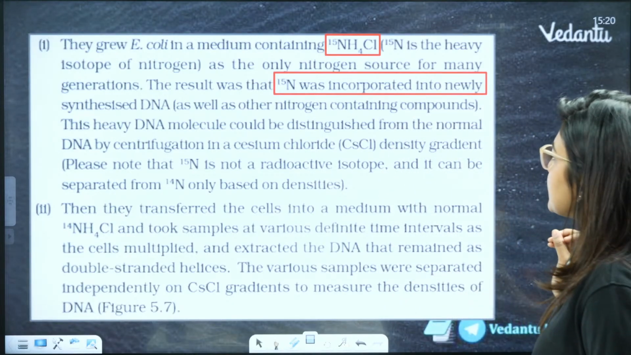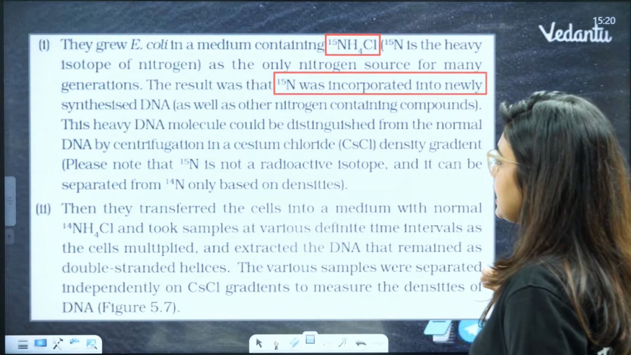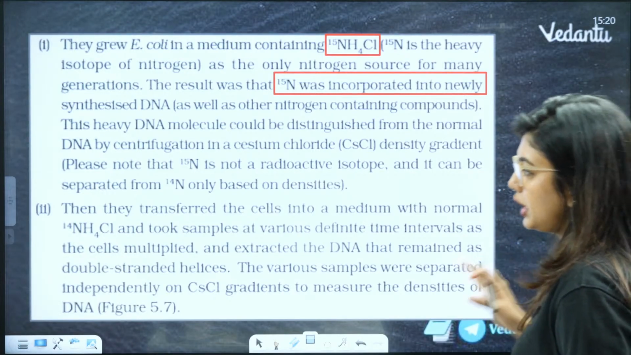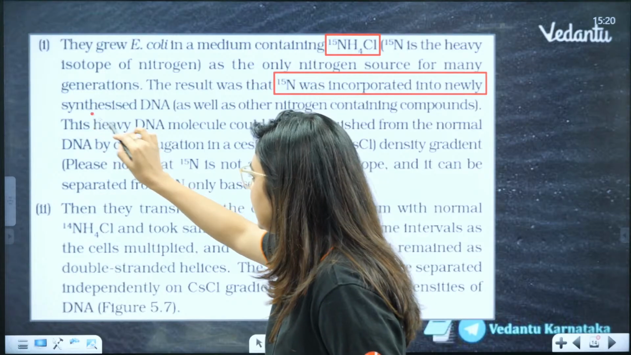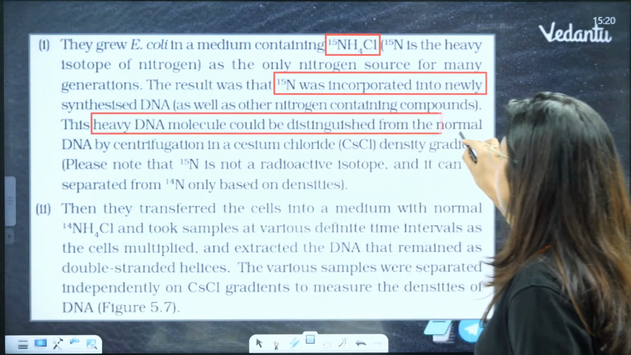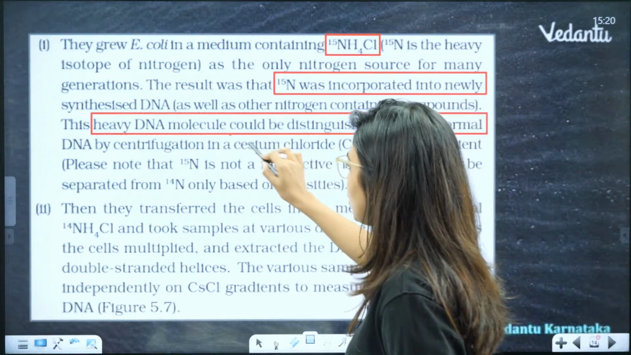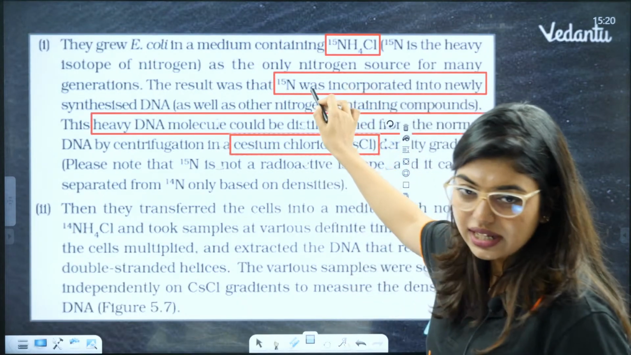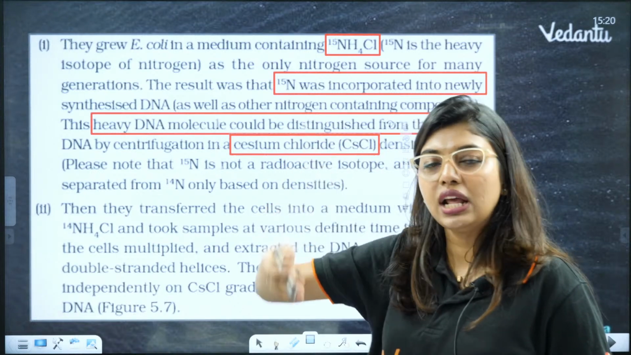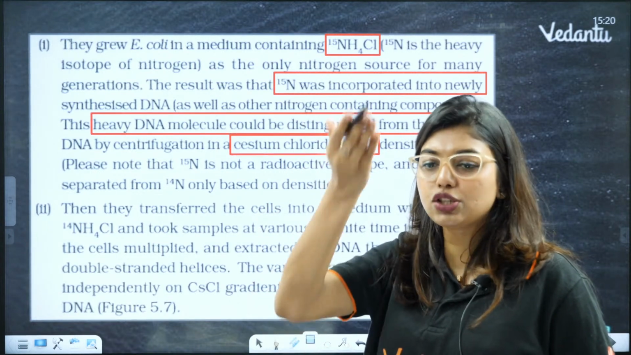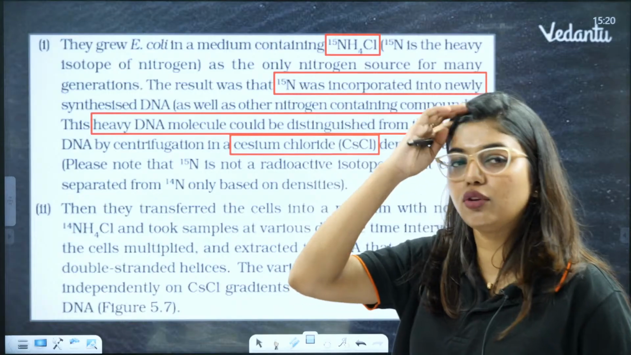So N15 was incorporated into newly synthesized DNA as well as other nitrogen containing compounds. This heavy DNA molecule could be distinguished from the normal DNA by centrifugation in cesium chloride. Why? Because obviously this was a heavy isotope. So if I do centrifugation, I'll get the heavier particle in the pellet and the rest in the supernatant. I have already taught you this.